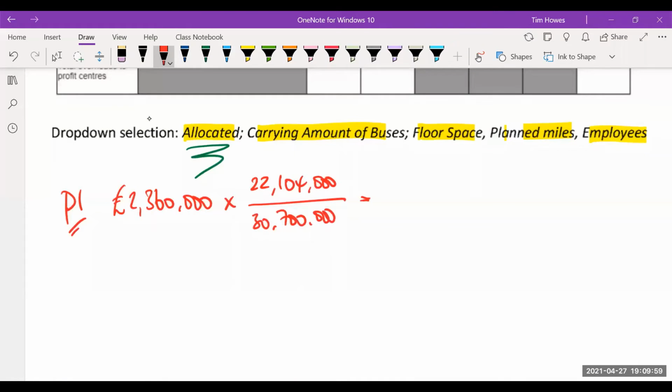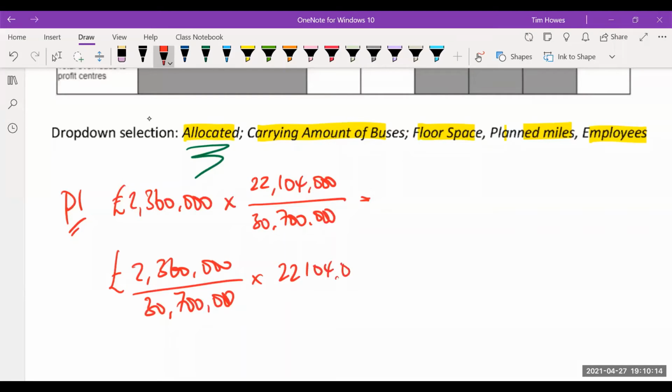Now, I know some people say, Tim, you should do it like this. Some people prefer me to do it like this: 2,360,000 across the 30,700,000 multiplied by 22,104. I don't care which way you lay it out. It really doesn't matter. But whichever way we do that, perhaps you'd be kind enough to tell me what that number comes out to be.